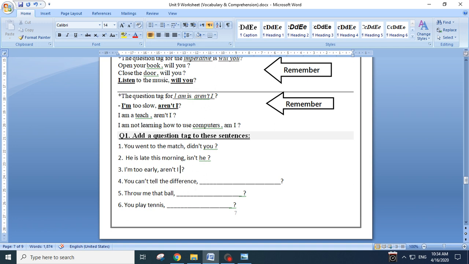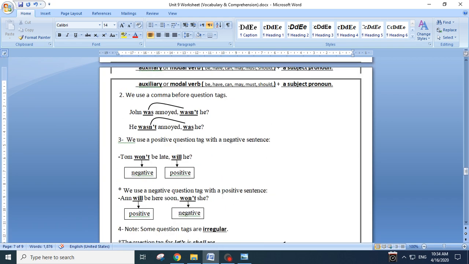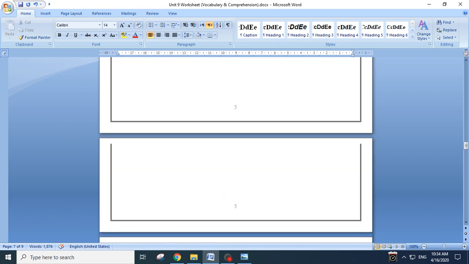You can tell the difference, can't you? You can do this. It's easy already. You have to use the modal. Throw me that ball. Here this is imperative. So here we have to use will. The subject is you. Will you? Thank you. Now I'm gonna explain it again in Arabic.